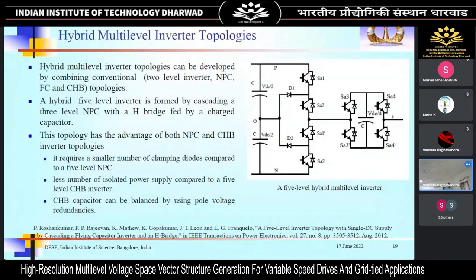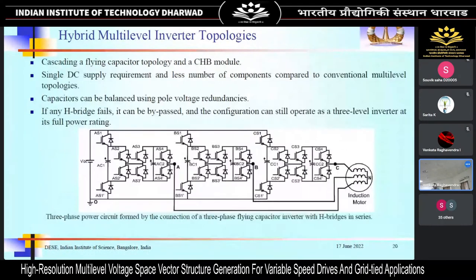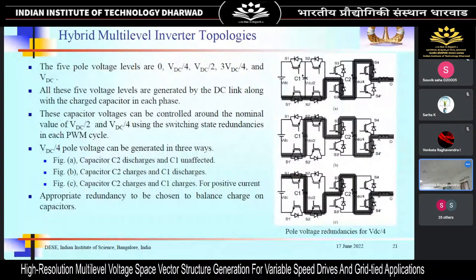And this capacitor, if you see, as real power is forced over the capacitor, we get a fluctuation. How to control this? We can control it like this. See, for the same VDC by 4, if you go like this, the capacitor will discharge. But if you go like this, the capacitor will charge. By swapping between these two, the VDC by 4 can be controlled. Again, by swapping between these two, this one will discharge. By swapping this one, this capacitor can be controlled.